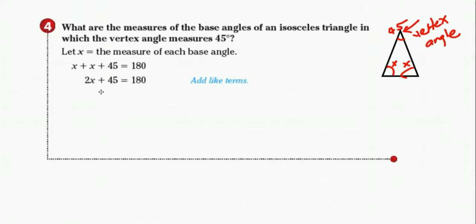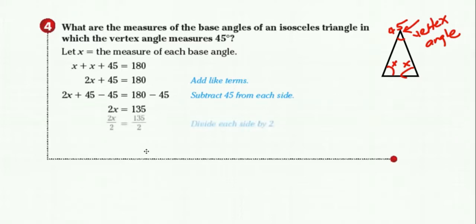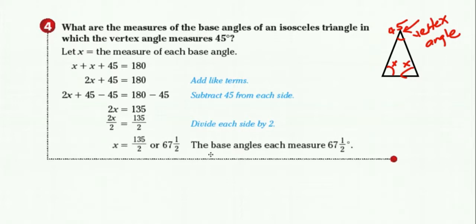Okay, two-step equation, we subtract 45 from both sides of the equation. You have 2x equals 135 and divide both sides by 2. x equals 135 over 2, or 67 and a half. The base angles each measure 67 and 1/2 degrees.